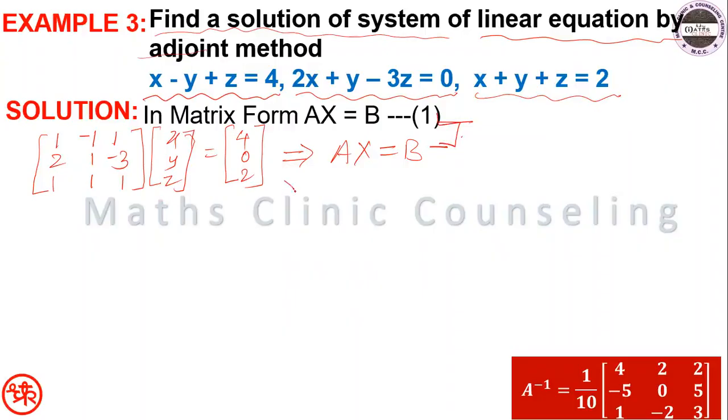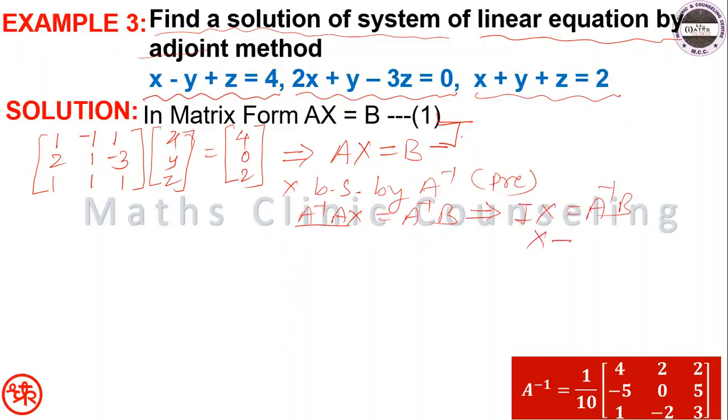Is that clear? Now multiply both sides by A inverse, sorry, pre-multiply. So you will get A inverse into AX is equal to A inverse into B. A inverse into A, this implies that I into X is equal to A inverse B, and that is X is equal to A inverse B, and this is equation number 2. Is that clear? So equation 2 हो गए.